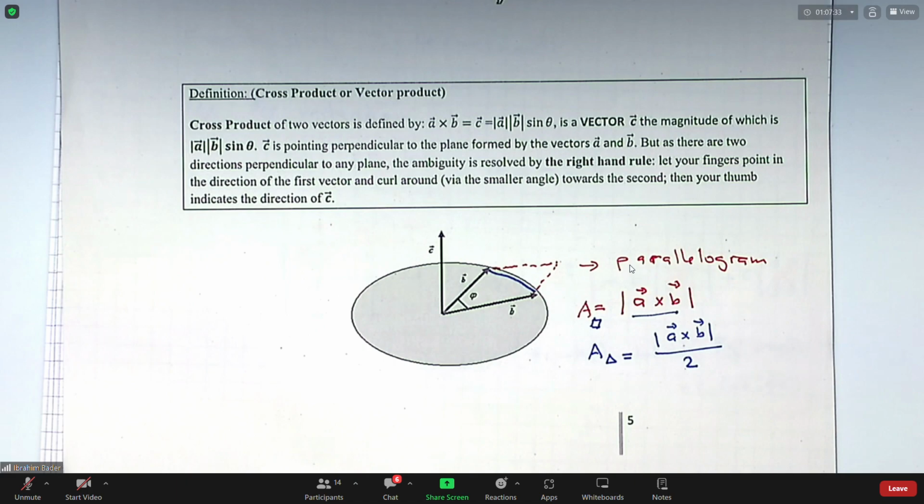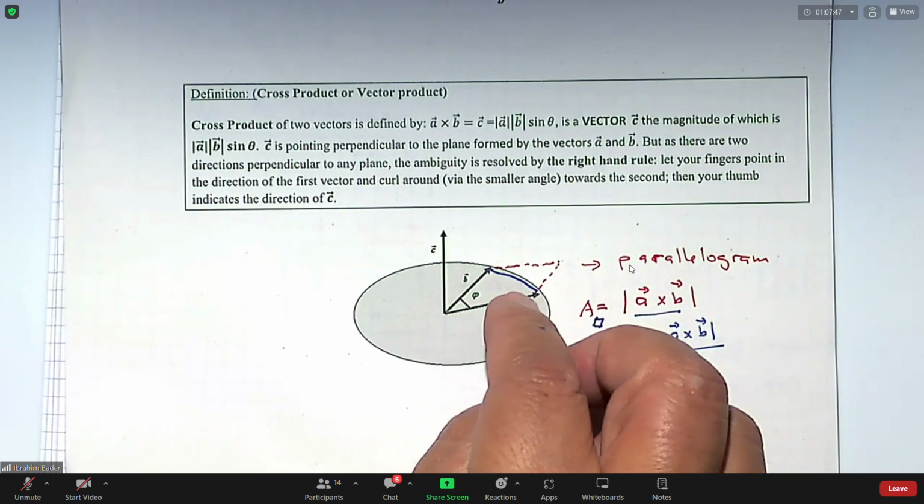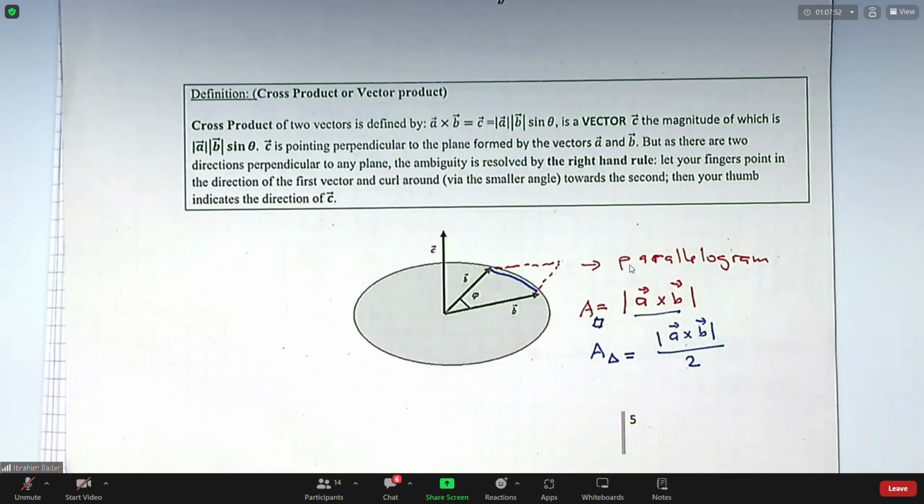Okay, so this triangle is half. So if you are evaluating the area of the triangle connecting the 3 points, or spanned by the two vectors, then you just evaluate the cross product, evaluate the magnitude of this cross product, divide by 2, and you are there. Okay. Questions?